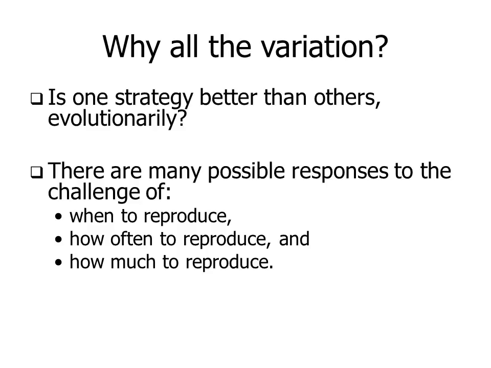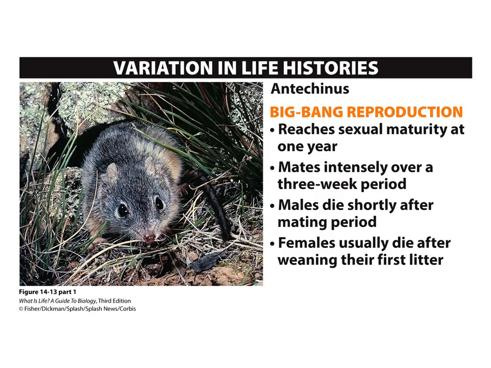For example, a marsupial mouse, house mouse, and little brown bat, you could take those three different examples, they all live differently, showing you that there are many possible responses to the challenge of when to reproduce, how often to reproduce, how much to reproduce. We'll now talk about the three species I just mentioned, the marsupial mouse, house mouse, and little brown bat. These different types of life histories, we'll talk about three.